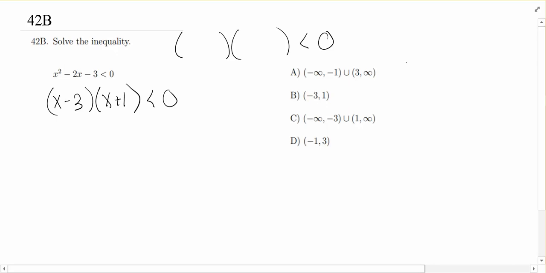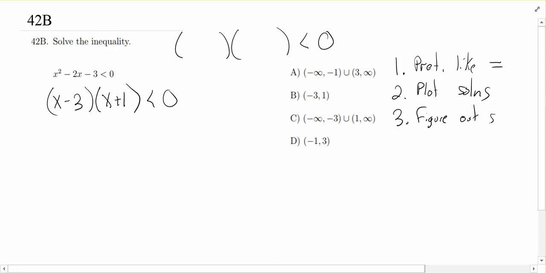We factored this in the first place because our 3 steps for solving any kind of inequality have been: pretend like it's an equation, plot those solutions, figure out what gets shaded. So that's our basic process here.